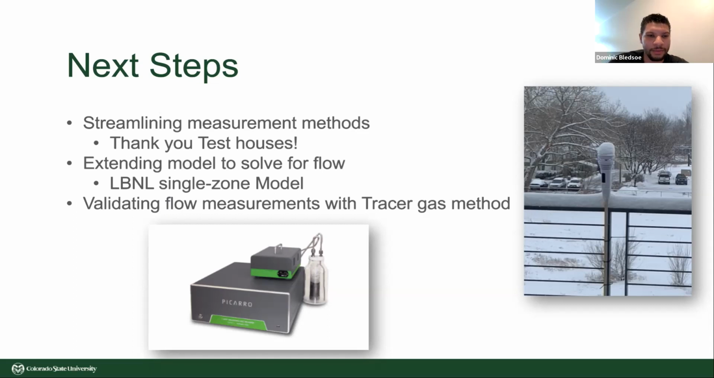And once we have that and we are able to calculate and model the flow, we'll be able to validate that against a little bit more reliable method in tracer gas. So I won't touch too much on that because I'll pass that over to Tammy now to explain about that a little bit more.